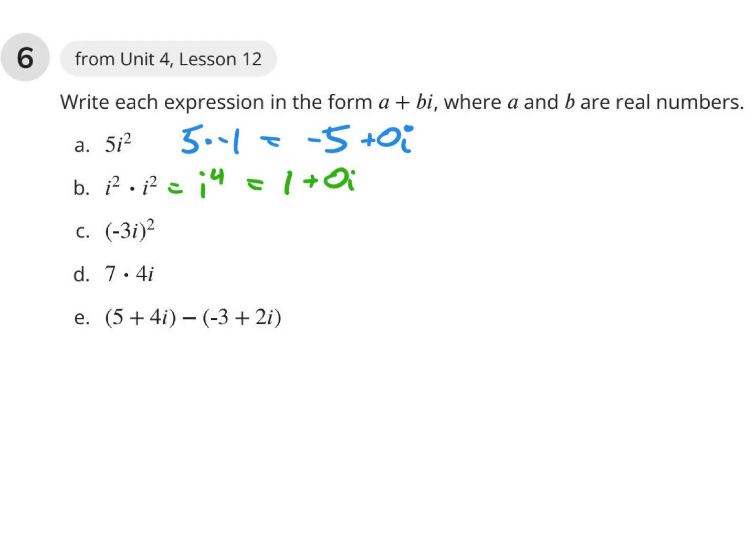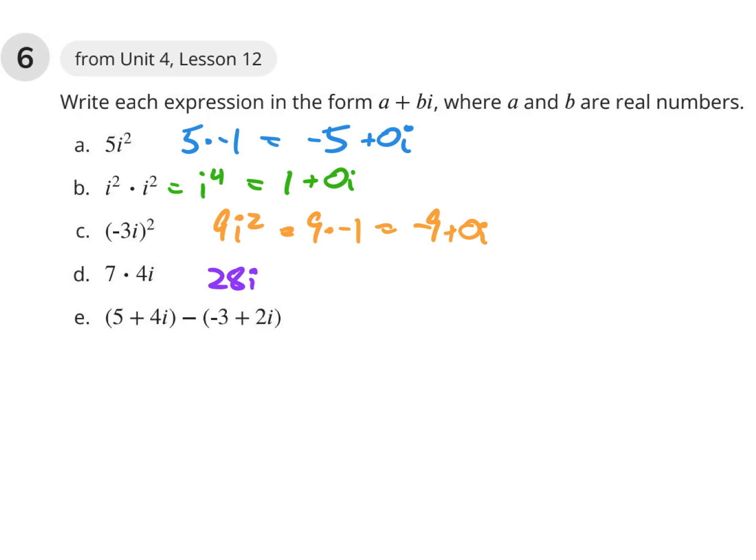Negative 3i squared. Negative 3 times negative 3 is 9i squared. i squared is negative 1. This is negative 9 plus 0i. Or you could just leave it as negative 9, but I'm just emphasizing the imaginary part. 7 times 4 is 28i.